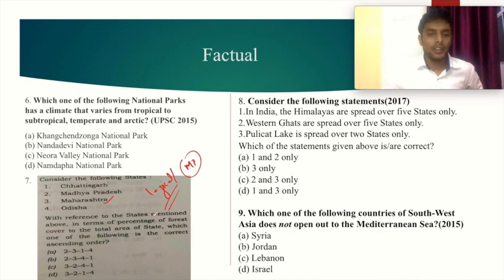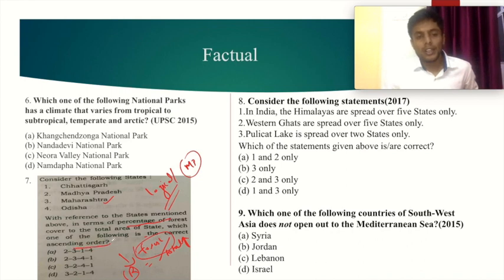Then, how to solve this? It is simple. Read the question carefully. In terms of percentage of forest to the total area, that means they are asking about this ratio. Now here I know, if the total area is larger, my ratio will be lower. And they have asked you to do it in ascending order. So the greater the total area, the lesser the forest area as compared to the total area. Therefore, this would go first, then second, then third and fourth. So now coming here, Maharashtra has the greatest area, then Madhya Pradesh, then Odisha, and lastly Chhattisgarh. So the answer is 3241.